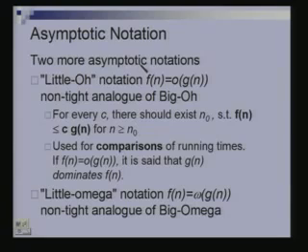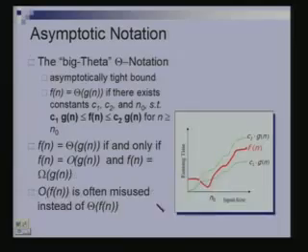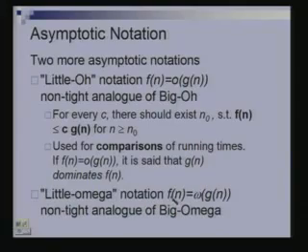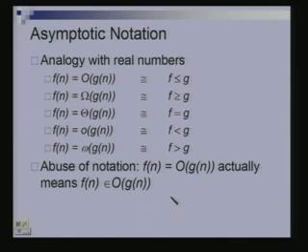There are two more related asymptotic notations. One is called the little o notation and the other is called the little omega notation. They are the non-tight analogues of big O and big omega, and it is best to understand this through the analogy with real numbers.